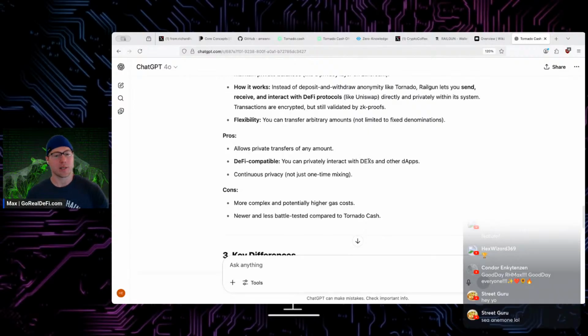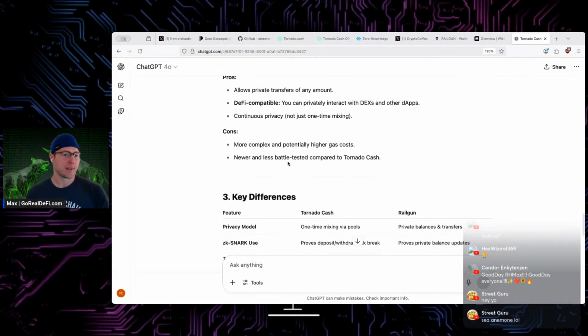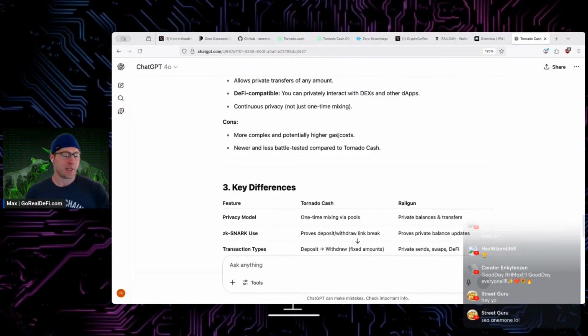Yeah, so this is where you can interact. Instead of mixing, you can do private DeFi stuff. You can interact with DEXs and stuff like that. Continuous privacy, not just one-time mixing. More complex, potentially higher gas costs. Interesting. Well, that should be less of a problem on PulseChain, hopefully. Newer and less battle tested.